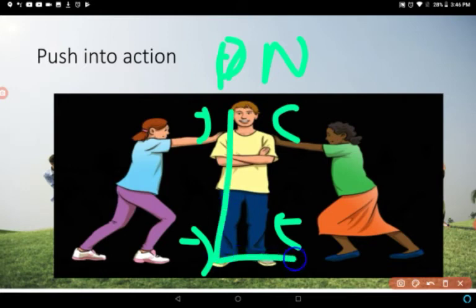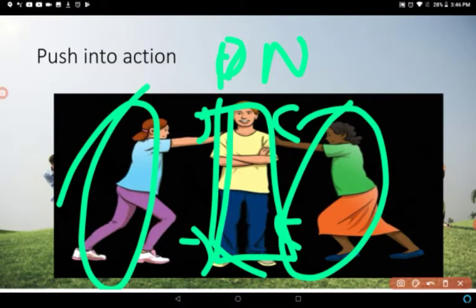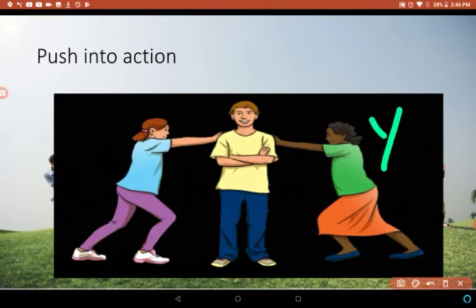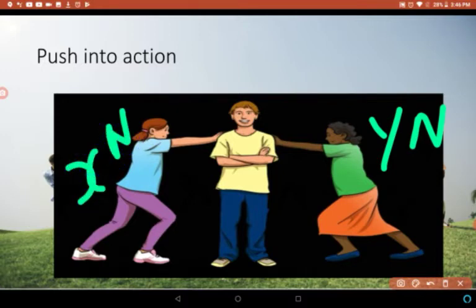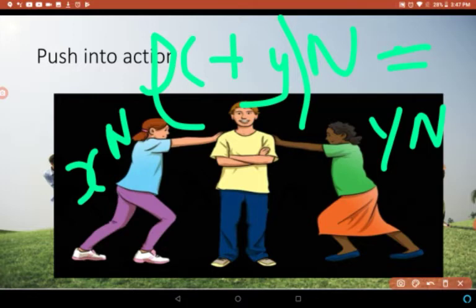Consider if you were a box in this last figure we saw, and this was one person, this was another person. If they applied the same force, it wouldn't move. Now, what comes into action is nothing. But what if your mother was applying y Newtons of force, and your sister was applying x Newtons of force? Then x plus y Newtons is the net force, I can say.